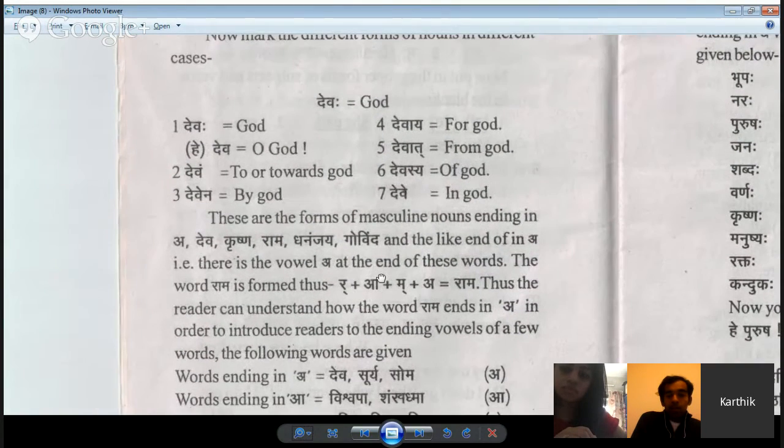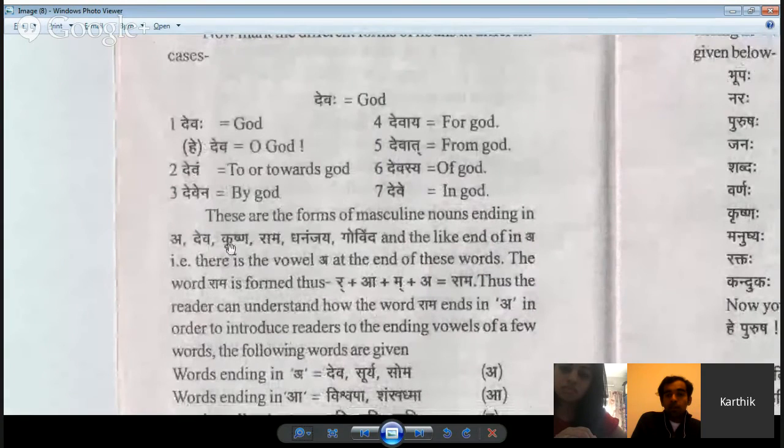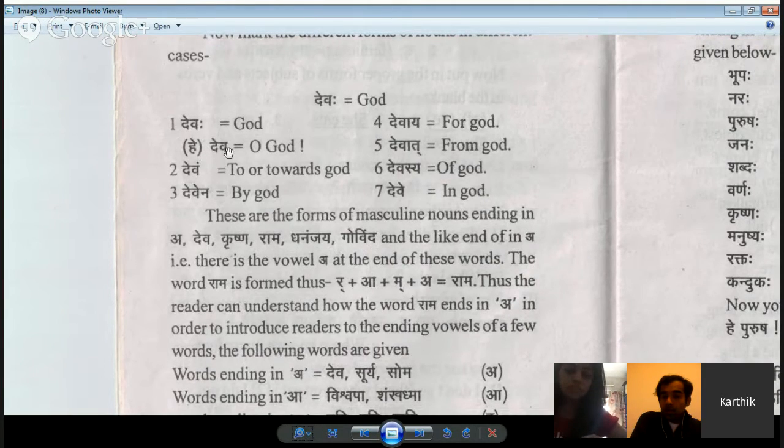So there are other words he has given here. Just like Deva, you have words like Krishna, Rama, Dhananjaya, Govinda. All these end in an akara. So all of them will go like this. For instance, Krishna will be Krishnaha, Hey Krishna, Krishnam, Krishnena, Krishnaya, Krishnat, Krishnasya, Krishne. Similarly, Rama would go Ramaha, Hey Rama, Ramam, Ramena, Ramaya, Ramat, Ramasya, Rame. Same way Dhananjaya and Govinda also will be similar.